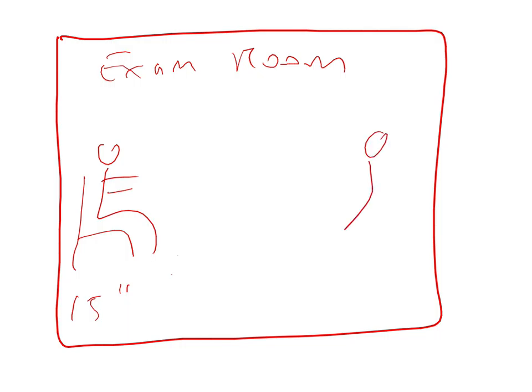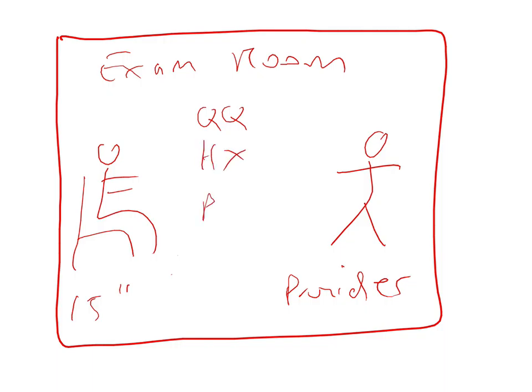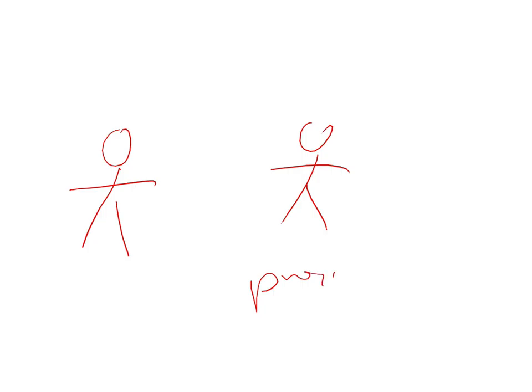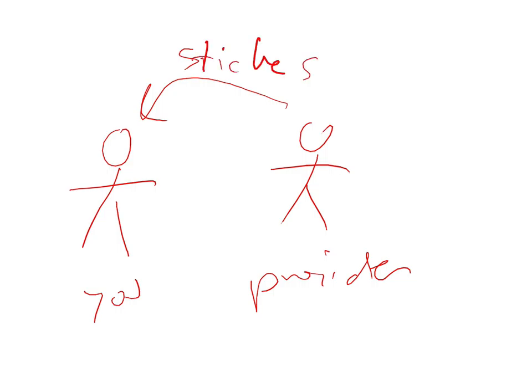So in walks your provider. Your provider will ask some questions. They will also do what's called a history. They will also maybe do a very, very light physical exam. They will, in particular, examine your injured arm and then make a decision about what to do. So let's say that after this examination period, this is you, this is your provider. So that's the provider, that's you. So the provider gives you stitches. So that's what the provider does.